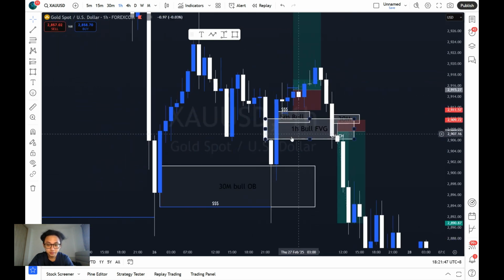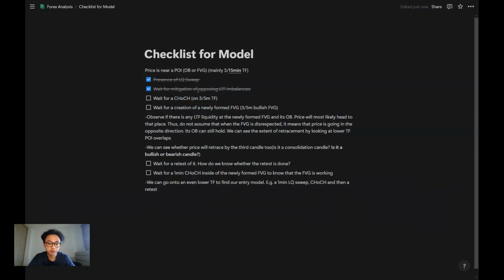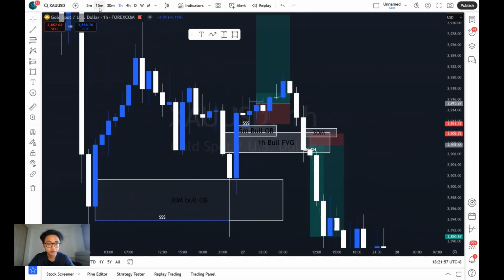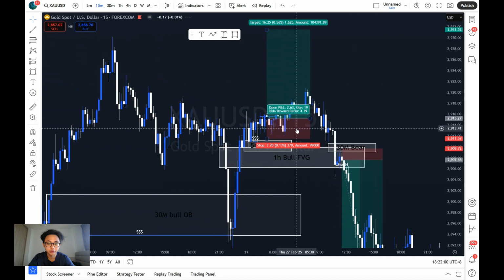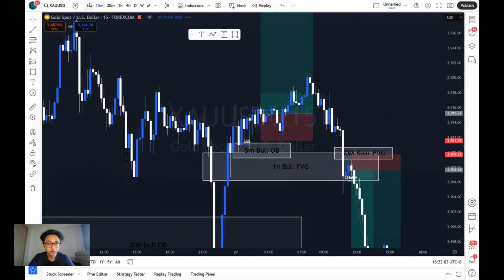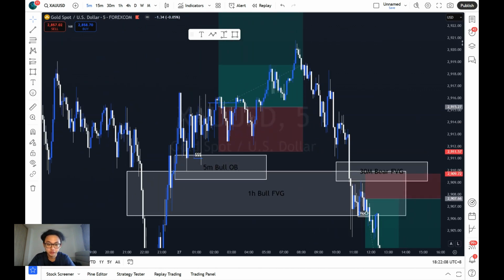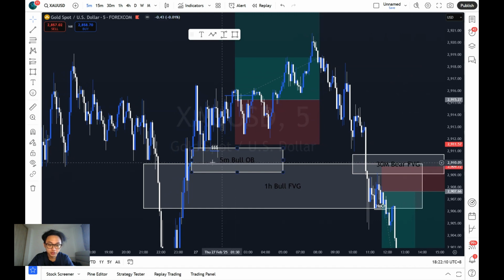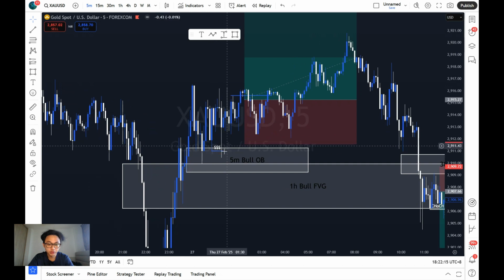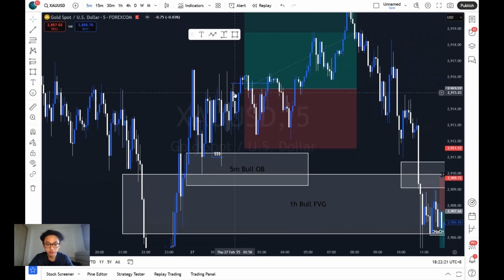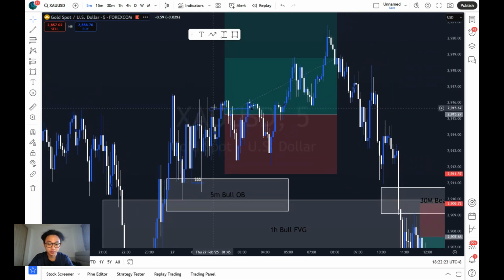So after a mitigation of the opposing imbalance, we look for a 3 or 5 minute change of character. Let's say you go to the 15, or to the 5, price action seems clearer. So you can see that there's a 5 minute bullish order block. Price set liquidity inside of it and made a body candle close above the last higher low.